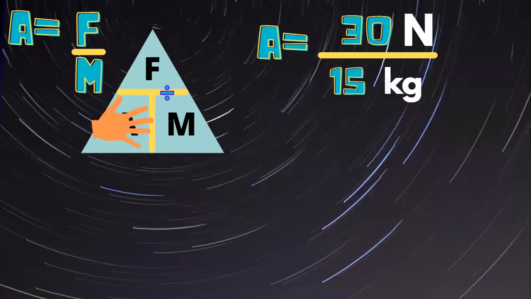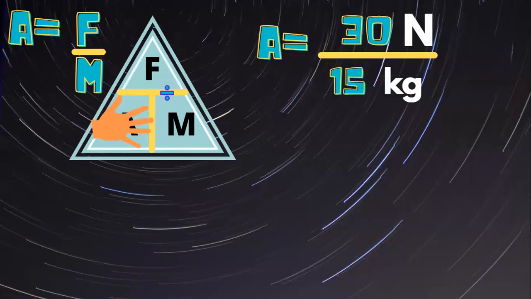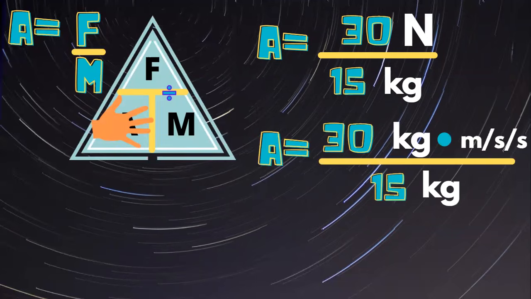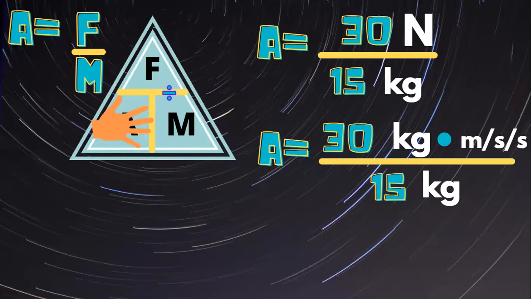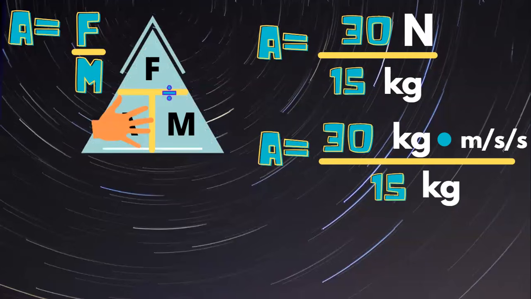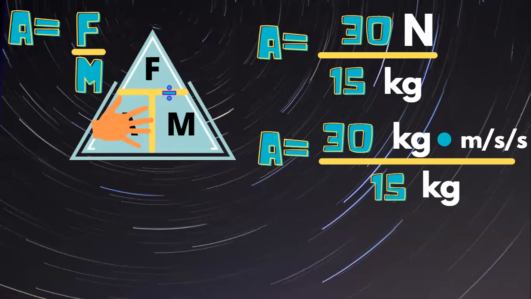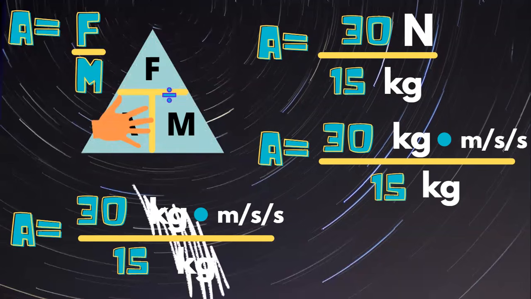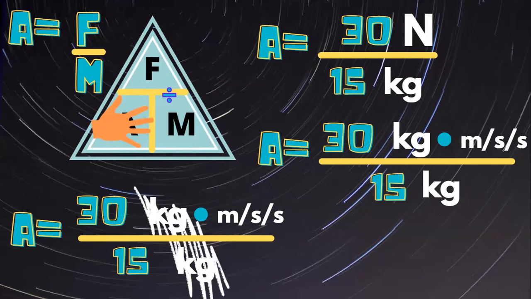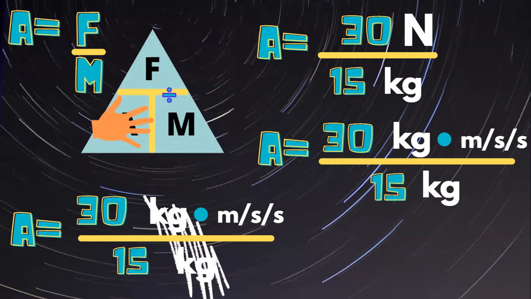So here we're going to go ahead and plug in the 30 newtons divided by 15 kilograms. Since we don't have any like units, we know that this can change. So we're going to go ahead and do that. So we're going to have acceleration equals 30 kilograms times meters per second squared divided by 15 kilograms. The next thing we do is what? That's right. We're going to cross off those kilograms because they cancel each other out. That leaves us with acceleration equals 30 meters per second squared divided by 15.